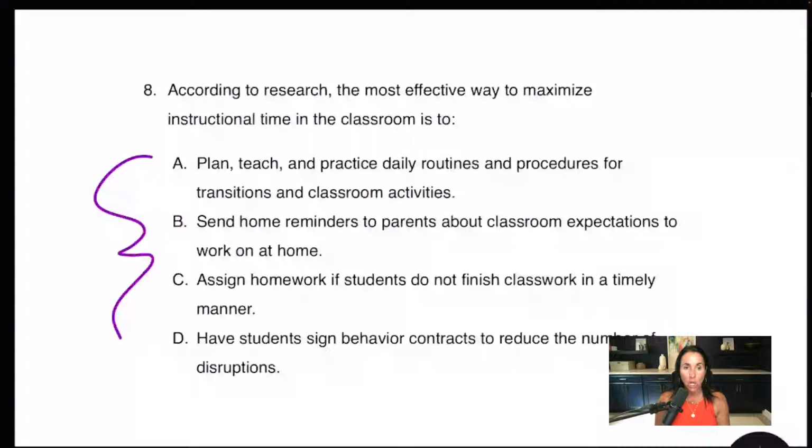This has got some nice long answer choices. Let's work backward. A, plan, teach, and practice daily routines and procedures for transitions and classroom activities. Oh, I love it. It's got all the good words. And all of these words are in the test specifications. Remember, I told you to download that study companion because it is going to show you the good words.